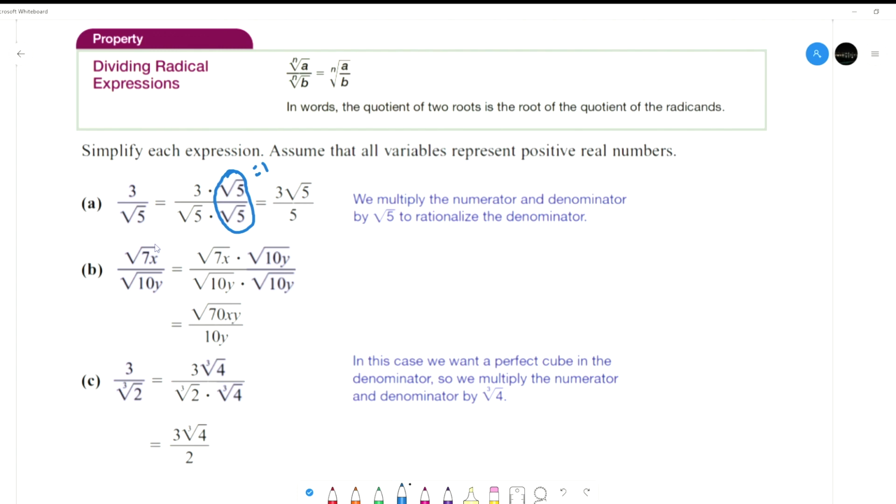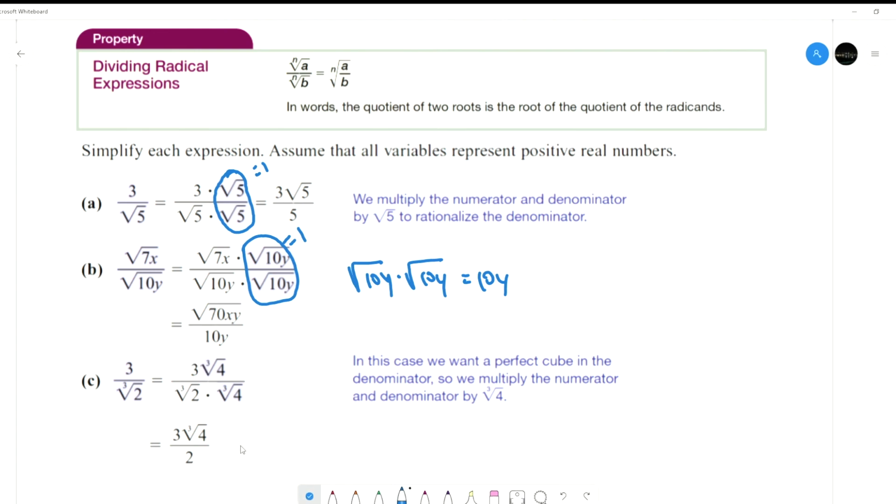All right, so in part B, you have radical 7x over radical 10y. So to rationalize this denominator, we have to multiply this by radical 10y, right? So radical 10y in the numerator and the denominator, right? Because this is what is equal to 1. So we're multiplying this by 1, basically, right? So in the numerator, you have radical 70xy over radical 10y times radical 10y, right? That's just 10y. So that's the denominator.